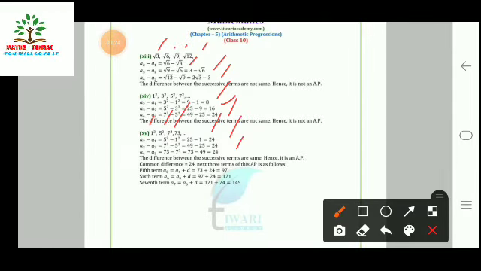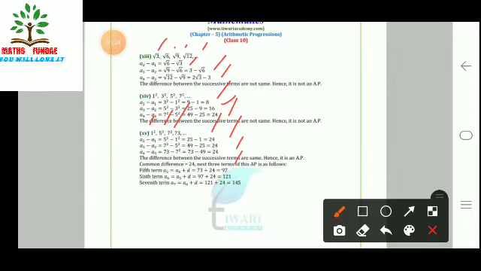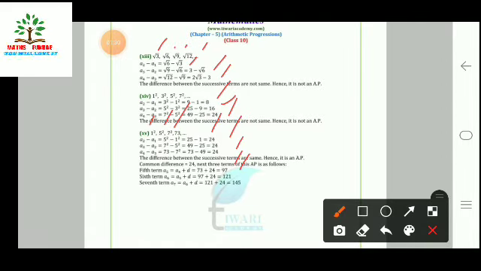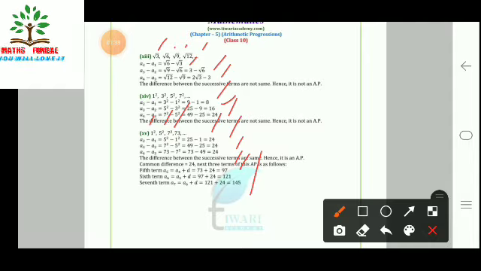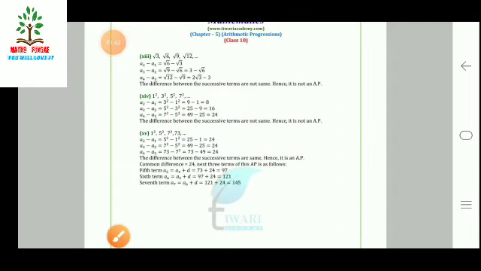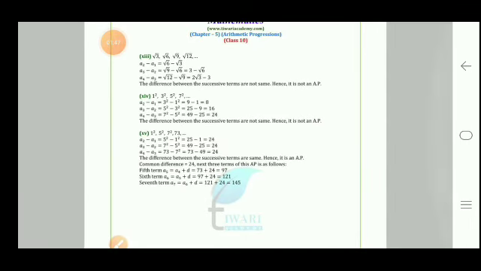So the fifth term is a4 plus d, which is equal to 73 plus 24, that is 97. The sixth term a6 is equal to a5 plus d, that is 97 plus 24, 121. Then the seventh term is a6 plus d, which is equal to 121 plus 24, that is 145. So in this way we can easily solve this first exercise. Okay, after this we'll solve the next exercise.